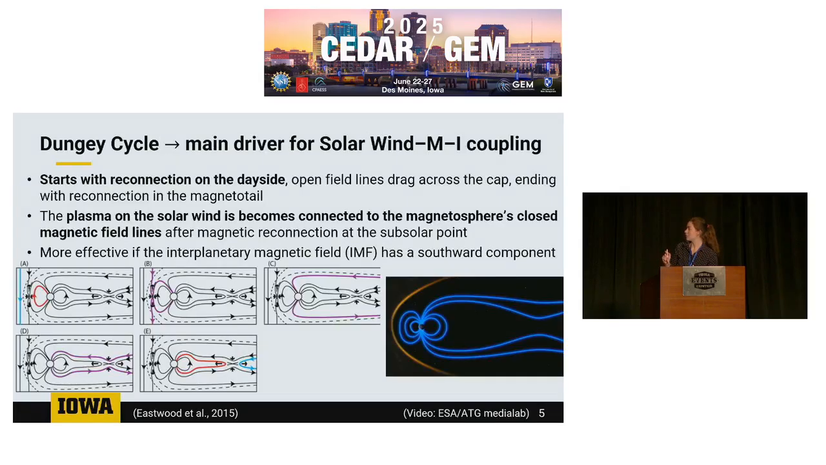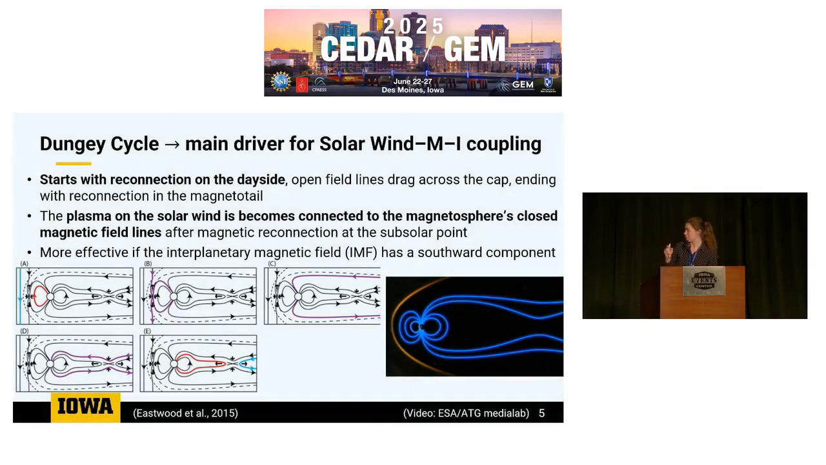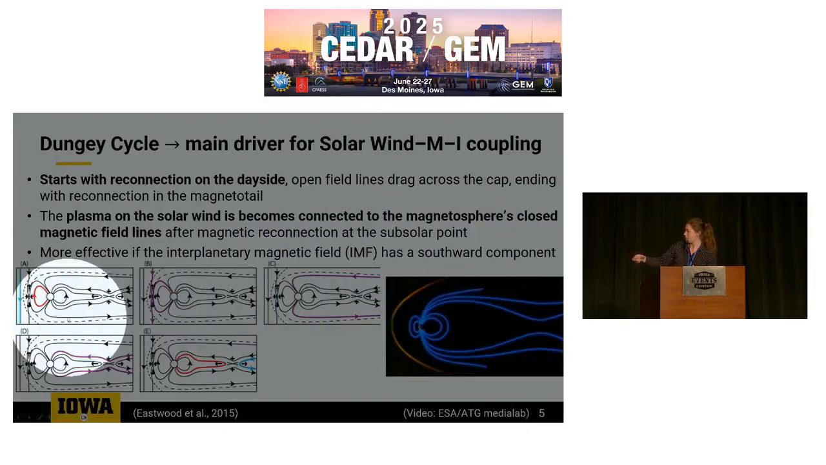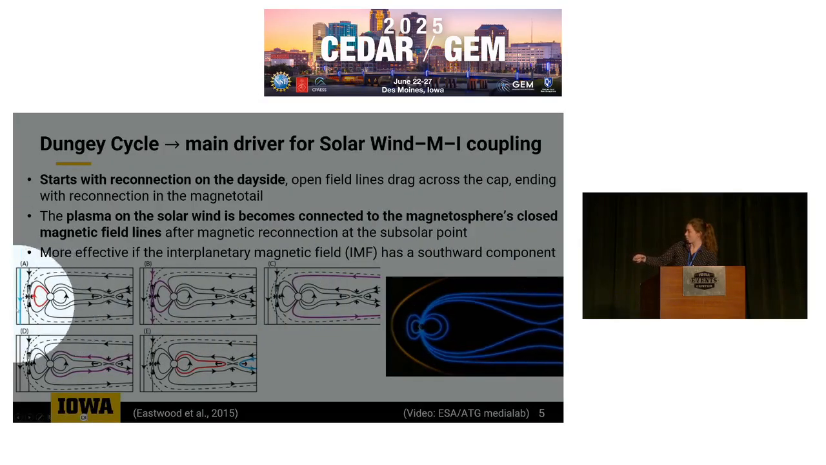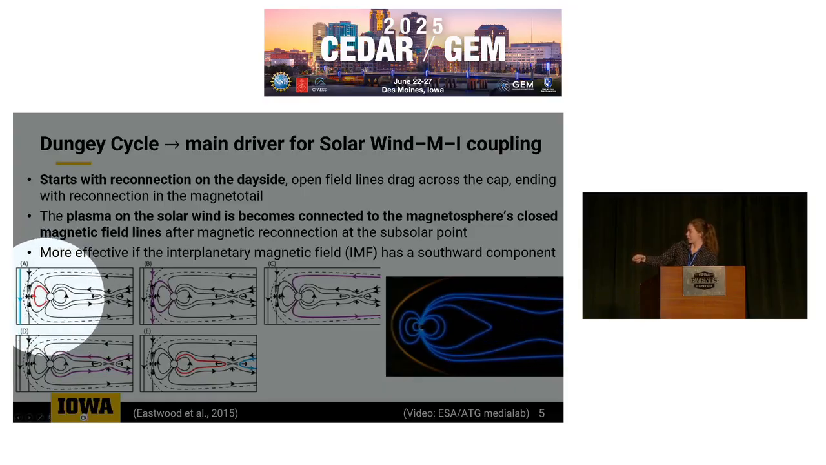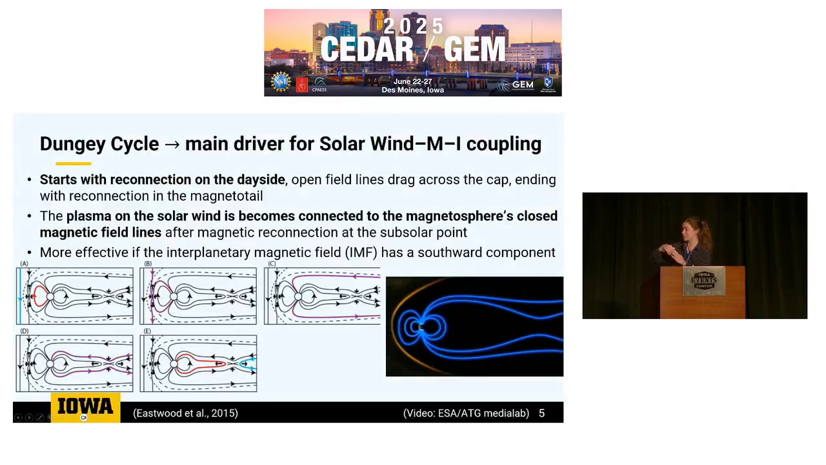All right, so to start off, we're going to talk about the Dungey cycle, which is the main driver for the solar wind, magnetosphere, ionosphere coupling. I'm going to start this movie because it takes a second, but we start with magnetic reconnection on the dayside. If we have a southward IMF and a northward Earth's magnetic field, we can get reconnection on the dayside.